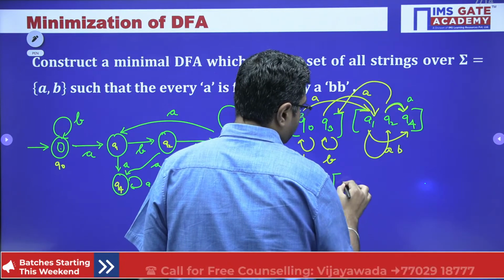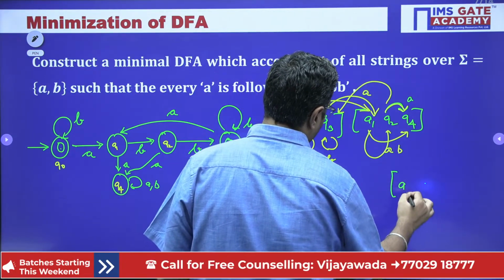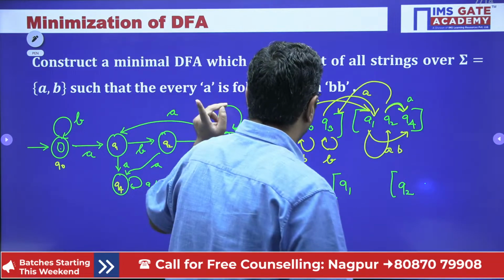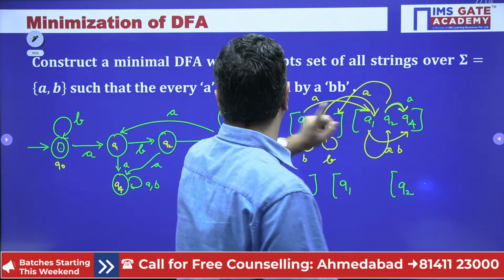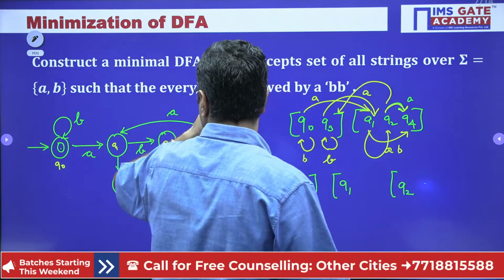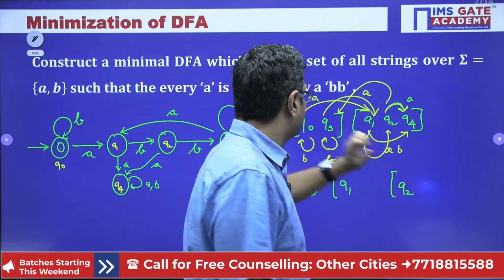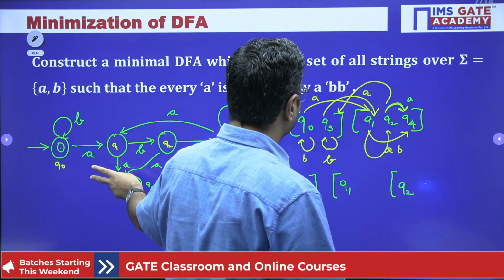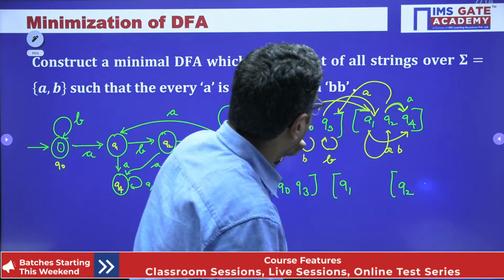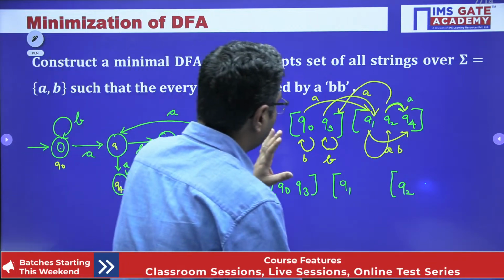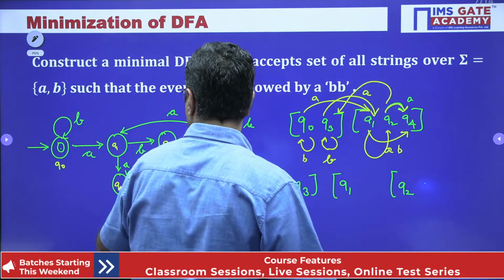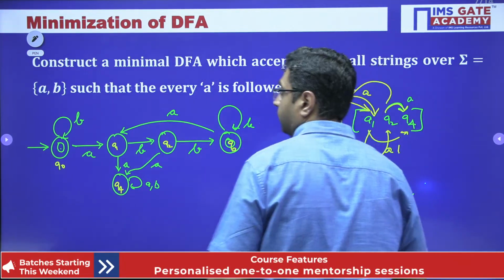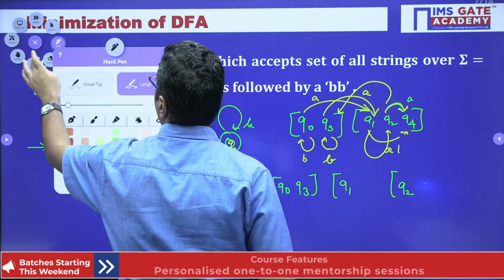Now Q1 is one set, Q2 has to be separated from this set because Q1 and Q2 are having different set behavior. Why? Because Q1 on A is going to Q2, Q2 on A is going to Q4. Just a second, let me recalculate it. Q1 on A is going to Q4.